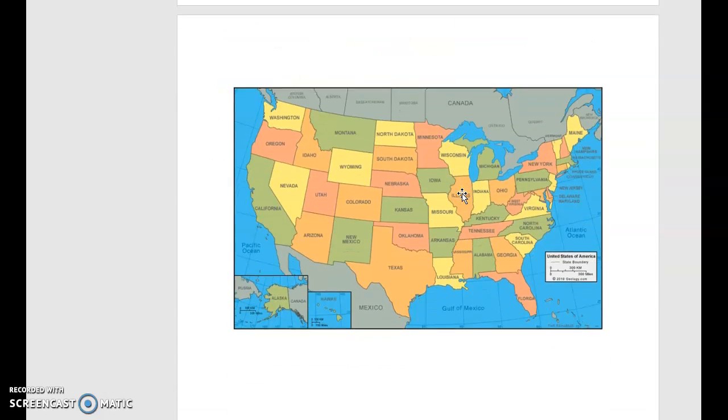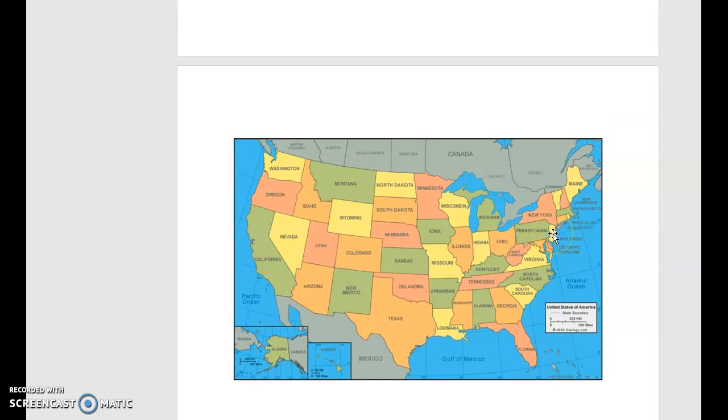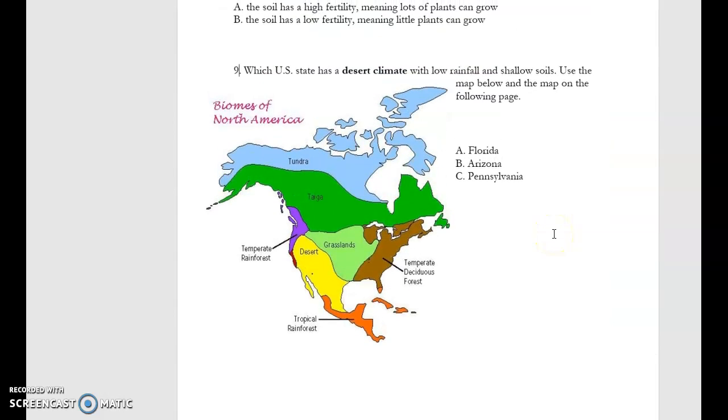So I included a map on this page. We want to look in this area, and that should give us a clear answer if it's A, B, or C. Okay.